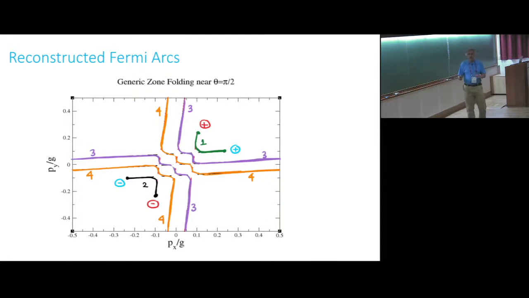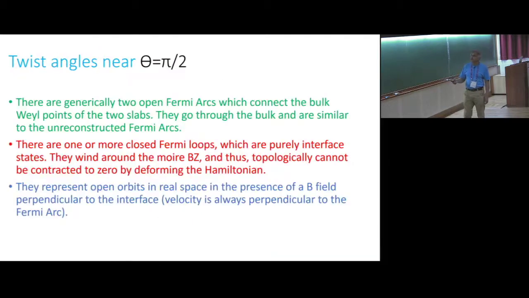Okay, so this is the kind of situation where we can achieve states which lie entirely on the surface, disconnected from the bulk, and now you can start thinking about how to detect these, how to manipulate them, and so on. But one other interesting thing before we go there, which is that, so here it is. Okay, I've written down various things. There are two of them that always go through the bulk, and then there are other closed Fermi loops.